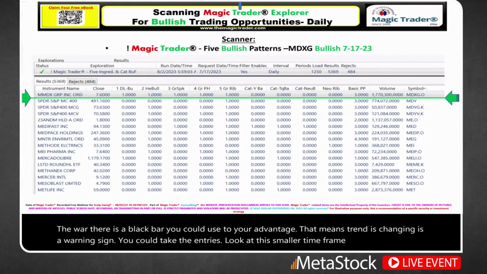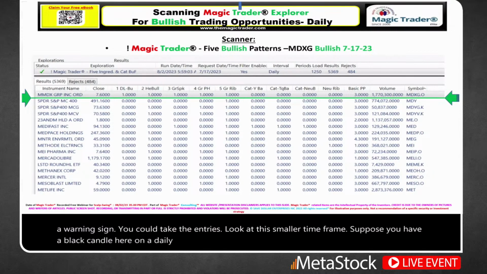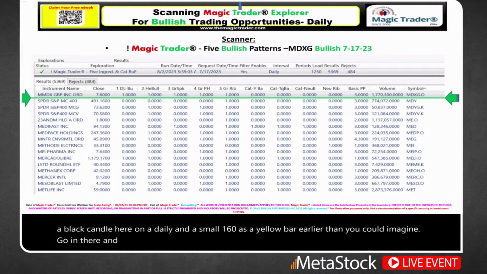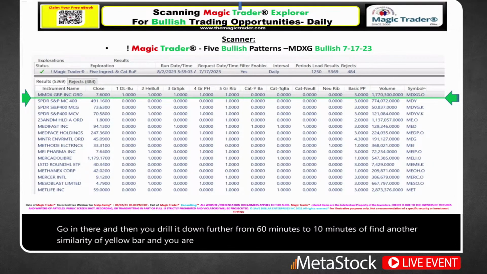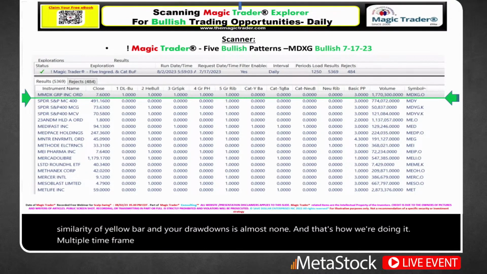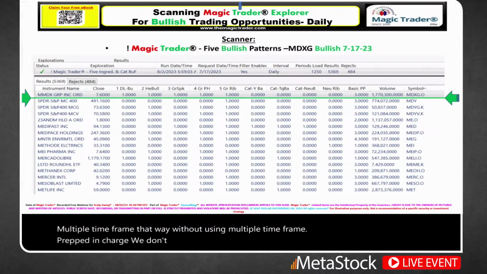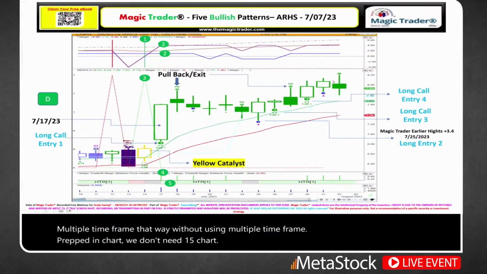Suppose you have a black candle here on a daily, and a small one, 60, has a yellow bar earlier than you could imagine. Go in there. And then you drill it down further from 60 minutes to 10 minutes and find another similar yellow bar. And your drawdown is almost none. And that's how we're doing it, multiple time frame that way, without using multiple time frame charts. 15 charts, we don't need 15 charts. So this is the chart, right?